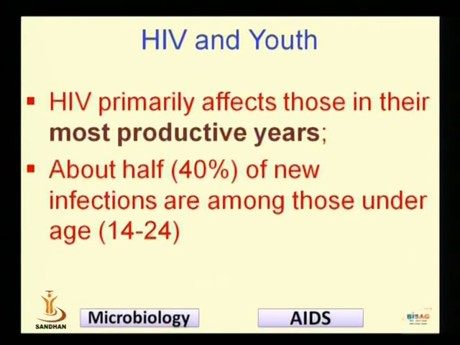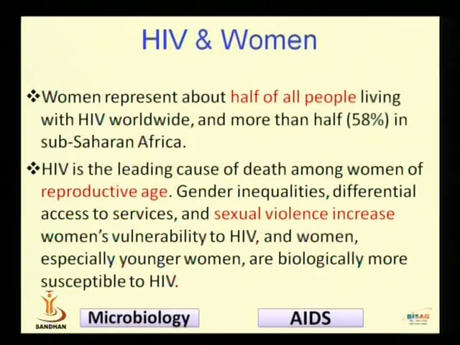That is, in other words, you can say more than 40% of the new infections are among these particular age groups. If we consider HIV and relate it with women, then more than half, that is 58%, of all the people living with HIV in sub-Saharan Africa are women.